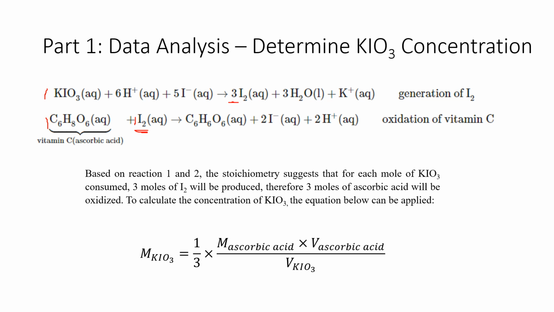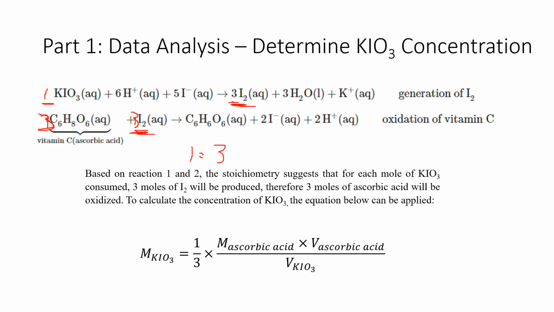If you consider the two reactions, the iodine reacted in the second equation is the iodine produced in the first equation. So for every 1 mole of potassium iodate, it's going to consume 3 moles of ascorbic acid, because if you match the coefficient of this iodine produced and consumed, 1 mole of iodate corresponds to 3 moles of ascorbic acid. So we have this 1-to-3 ratio between the iodate and ascorbic acid.